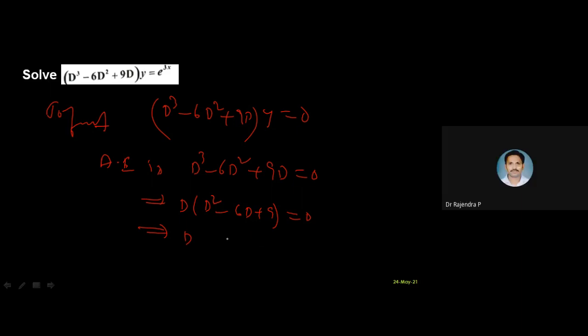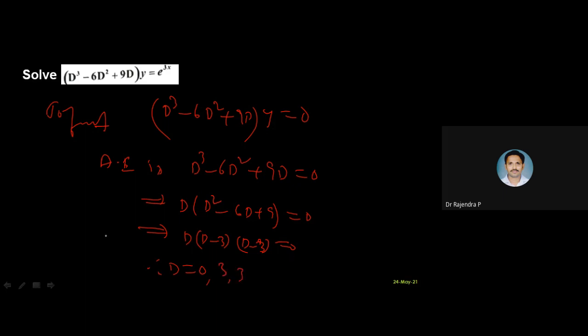3 and 3. So d minus 3 whole square. Very good. So what are the roots now here? One is d equal to 0, one is 3, another one is 3.